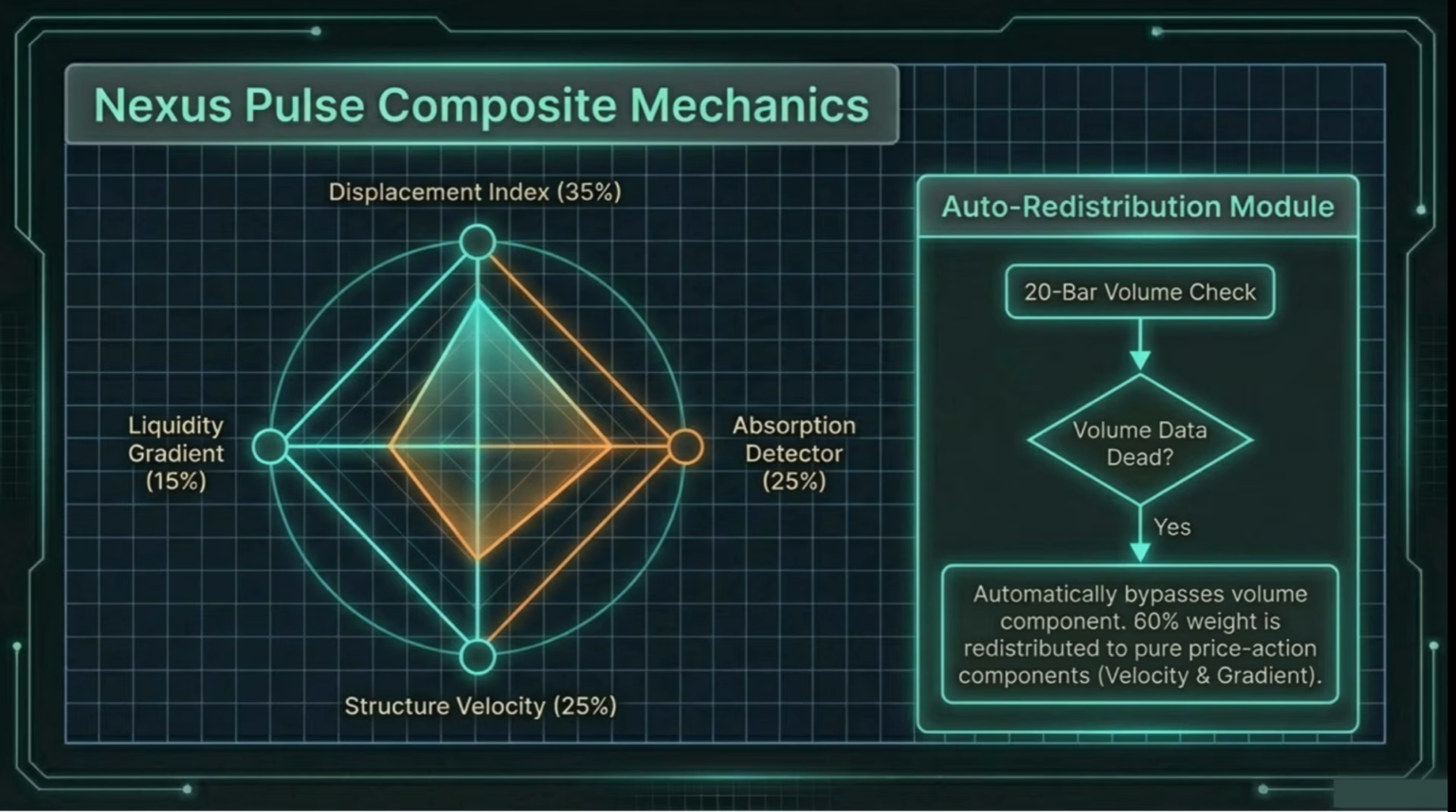The displacement index measures the raw power of a price move. The absorption detector identifies when large orders are being quietly absorbed without proportional price movement, a signature of institutional activity. Structure velocity measures whether the trend is healthy or starting to get tired. And the liquidity gradient measures the imbalance of resting orders above versus below current price. These 4 combine into a single reading: strong bull, bullish, neutral, bearish, or strong bear. And when volume data is unavailable, the system automatically rebalances the weights toward price action only components, without any input from you.